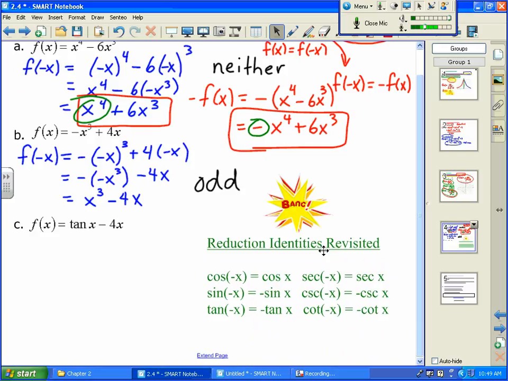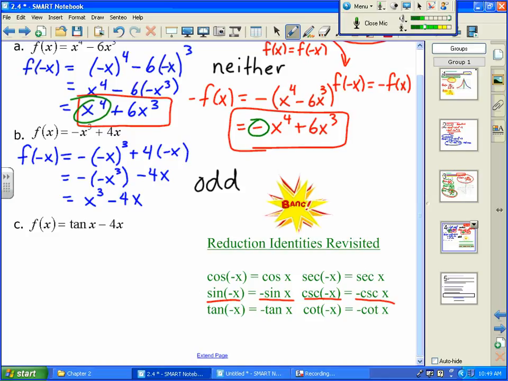Now, before I move on to C, I want to look at my little bang thing here, reduction identities revisited. This is from Math 30-1. If you've got cos of negative x, that's the same as just positive cos of x. Its reciprocal, secant of negative x, follows the same pattern. The negative just disappears. The reason behind that is quadrant numbers and positive negatives. Sine of negative x becomes negative sine of positive x. Its reciprocal, cosecant of negative x, becomes negative cosecant.